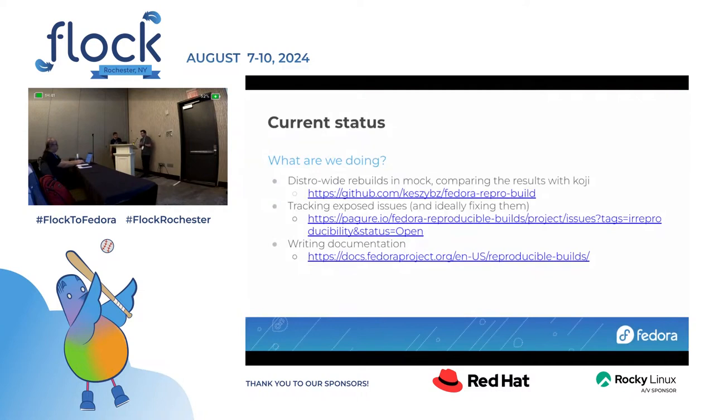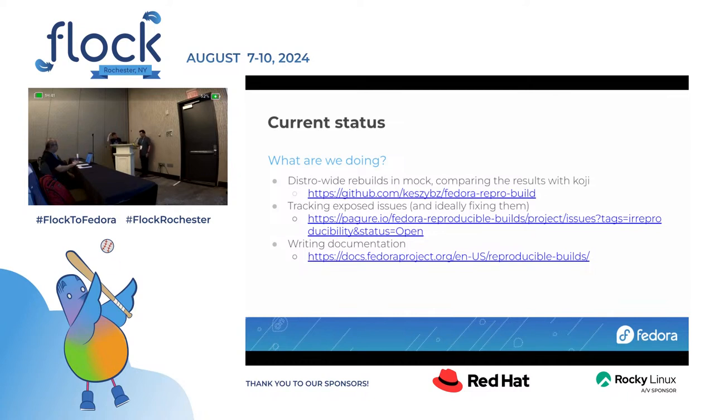So right now we're doing distro-wide rebuilds in mock and comparing the results mock gets with the results in Koji, and that tells us whether something is reproducible or not. This is done with tooling that Zbigniew wrote that is available on GitHub. It's being done on some random AWS machine. If we find systemic issues that we know will affect multiple packages and need to be addressed as a whole, we are filing issues and tracking them. But a lot of these end up being one-off. This one package is cursed in one particular package-specific way and really needs to be addressed there.